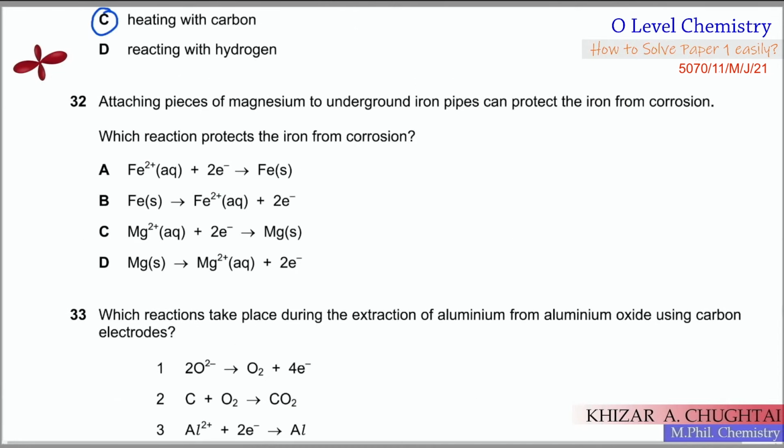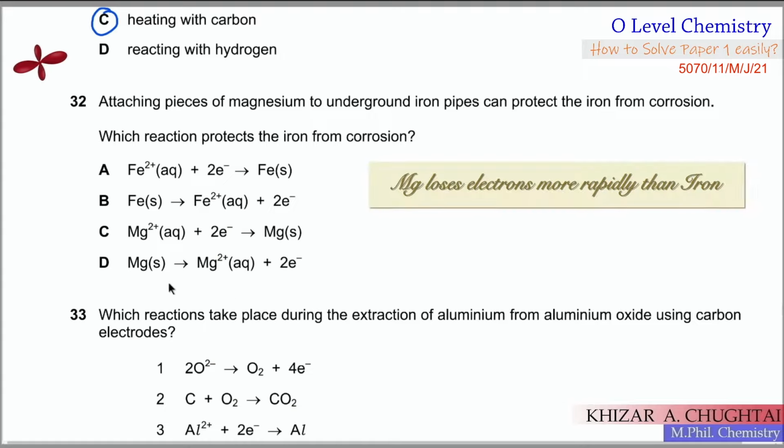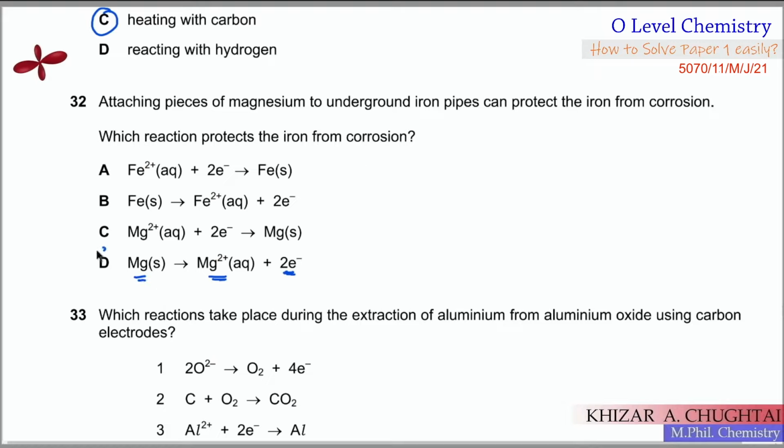Attaching a piece of magnesium to an underground iron pipe can protect the iron from corrosion. Which reaction protects the iron from corrosion? Let's see over here. Magnesium is going to react, losing electrons first and changing itself into a magnesium 2 positive ion, and it is sacrificing itself. So D is the correct option. As long as magnesium is there, iron cannot react.